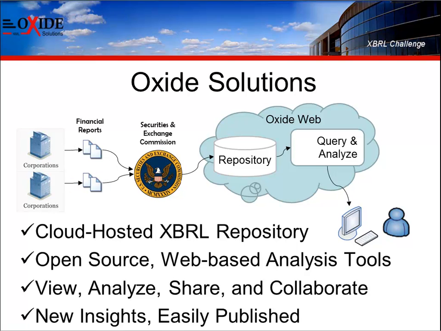OXIDE Web delivers an open-source community website with easy access to the XBRL repository, as well as web-based analysis and collaboration tools. With OXIDE Web, you can examine a range of information from the XBRL repository and other websites, combined into a single view, which lets you thoroughly analyze companies to gain new insights into current and future performance, and share that information with others.